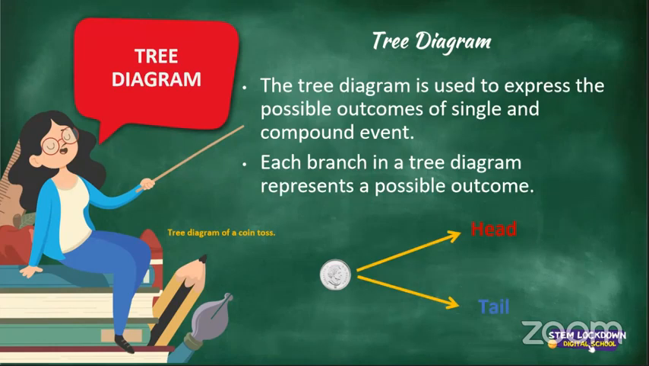Okay, so those we call, in the tree diagram, the branches. Now, as you can see in what we said in the description, each branch in the tree diagram represents a possible outcome. Outcome 1, head. Outcome 2, tail. Okay? So 2 possible outcomes.